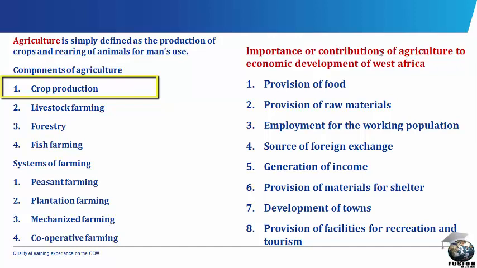While cash crops, on the other hand, are cultivated mainly for sales. Examples: cocoa, orange, rubber, cotton, oil palm, etc.